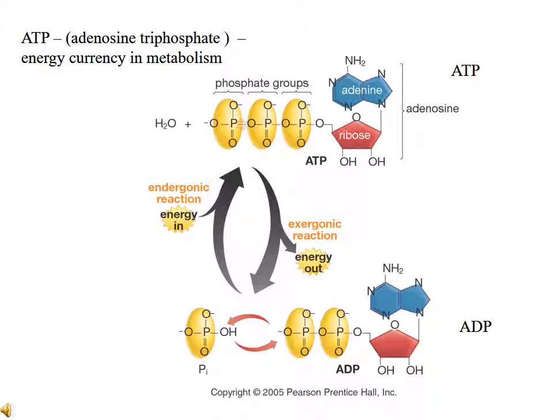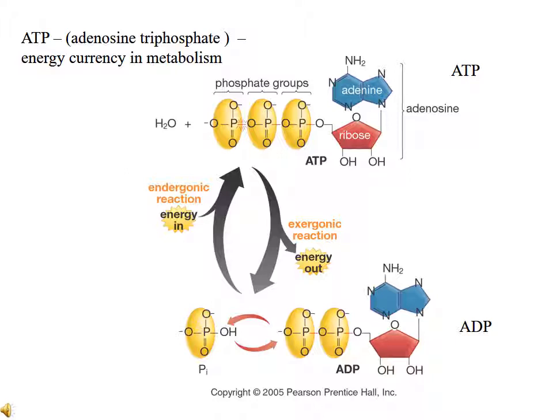When this molecule breaks down and a phosphate group is released, as you can see on the right in the exergonic reaction, ATP goes to ADP. When this occurs, a phosphate group is broken off and energy is released, and that energy can be used directly in metabolic chemical reactions, which an organism has to have.